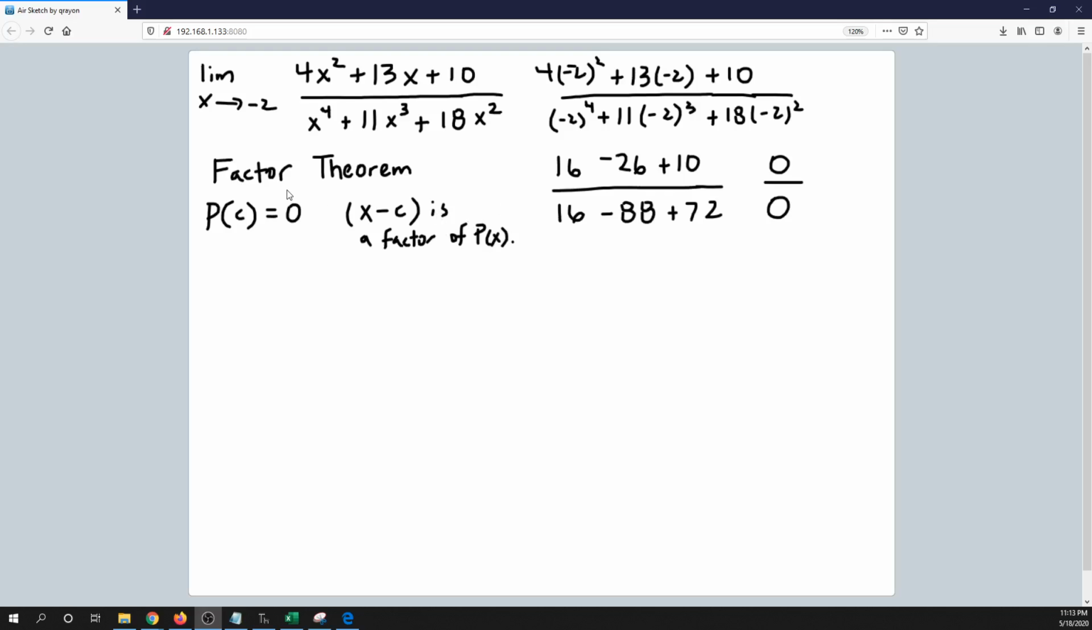So in this case, when we plugged in that -2 into the top, we got 0, and also in the bottom we got 0. So what that means in this particular problem is that x minus a -2, which we usually write as x plus 2, is a factor. So on the top, you can factor out an x plus 2. That is going to help you factor this more easily than you normally would be able to.